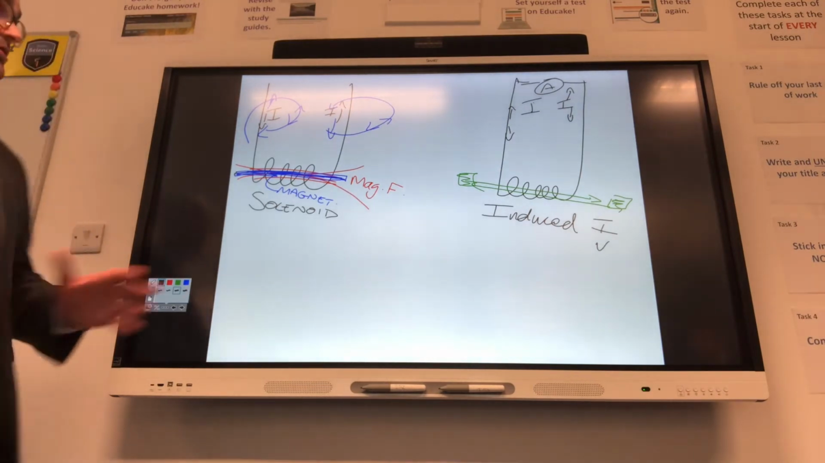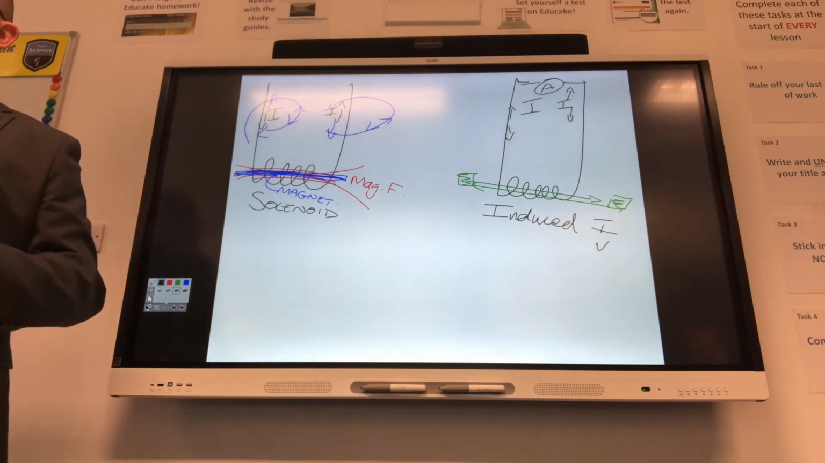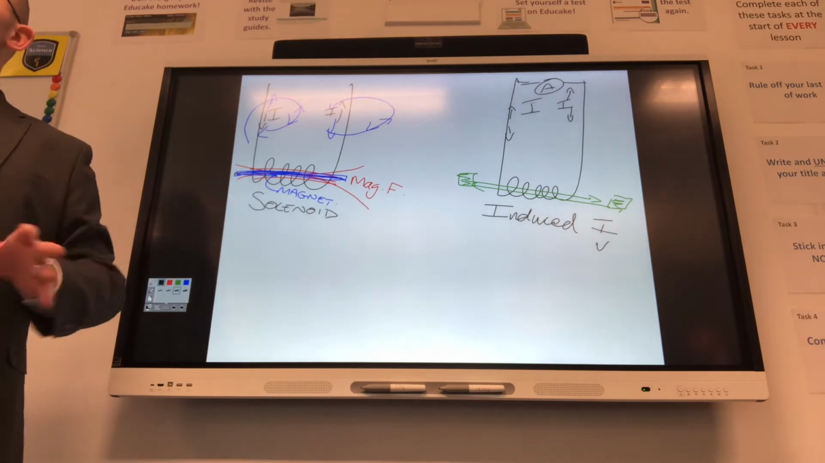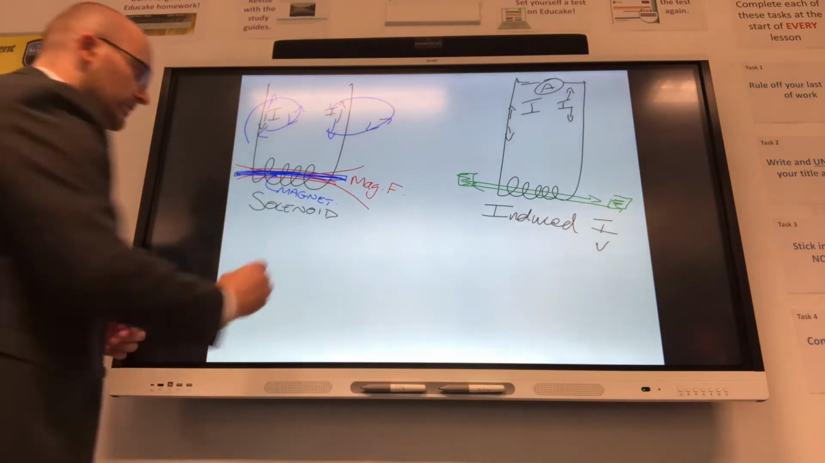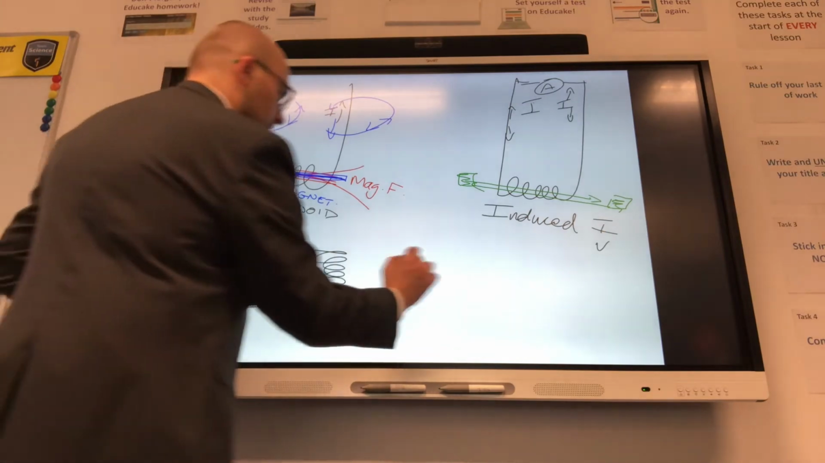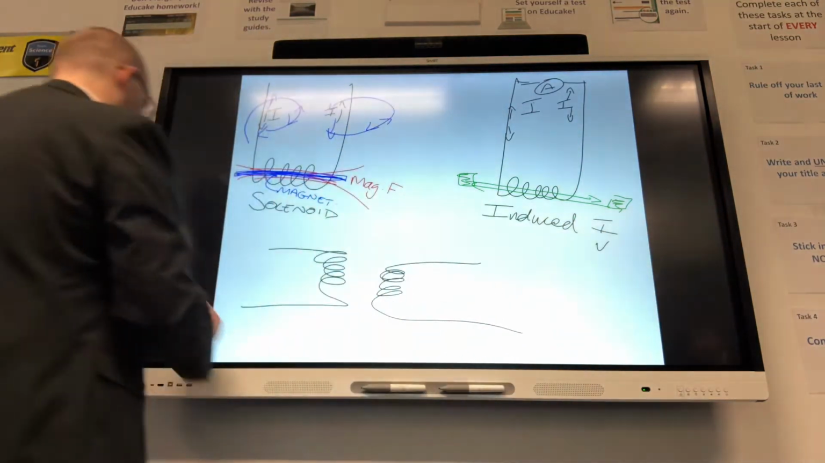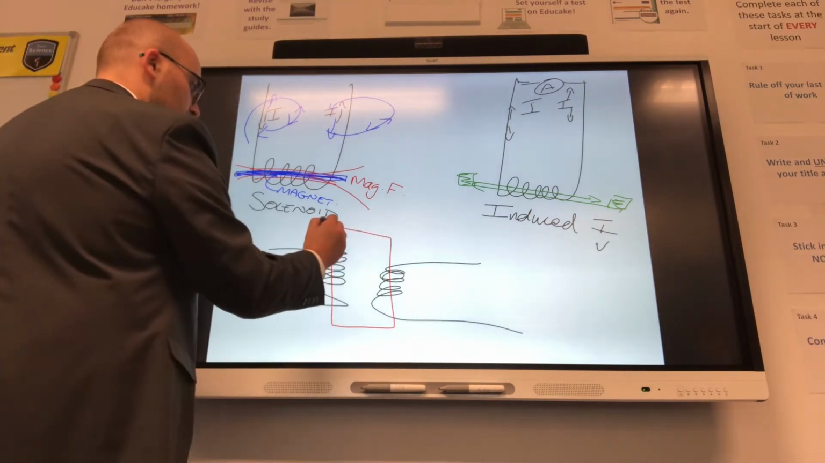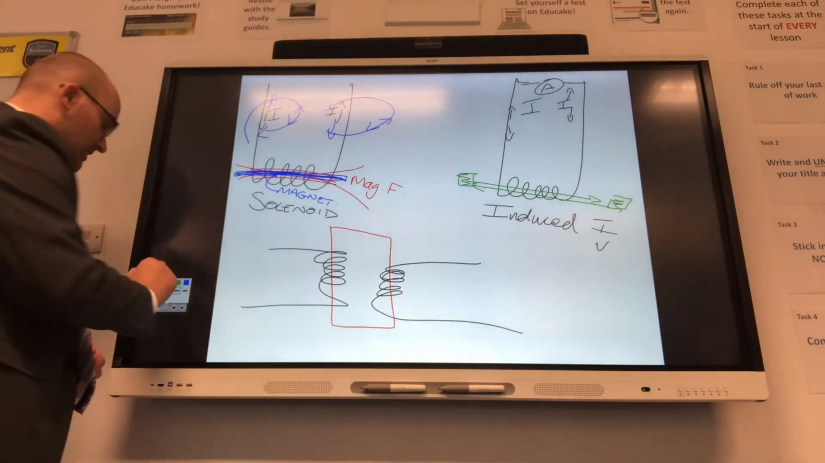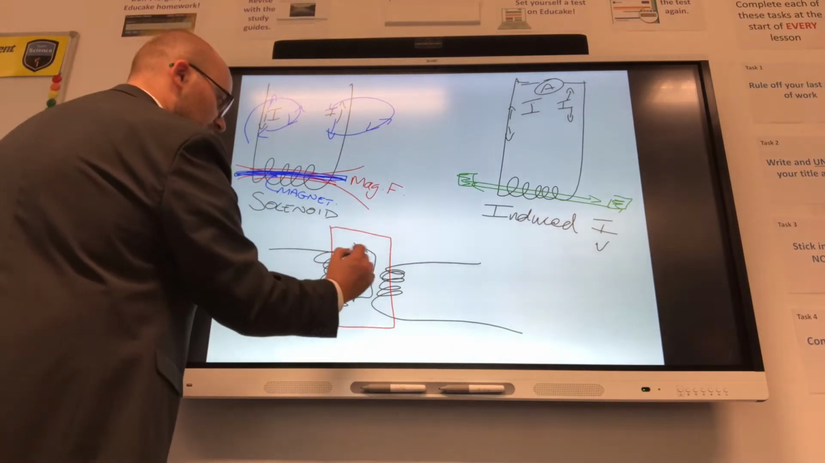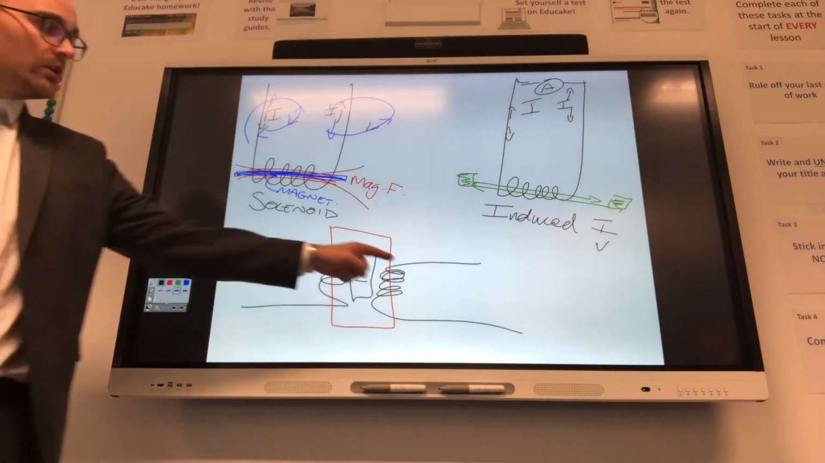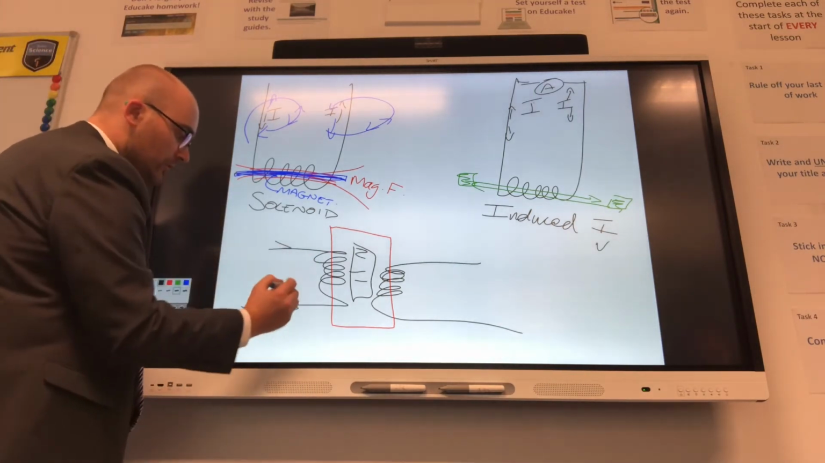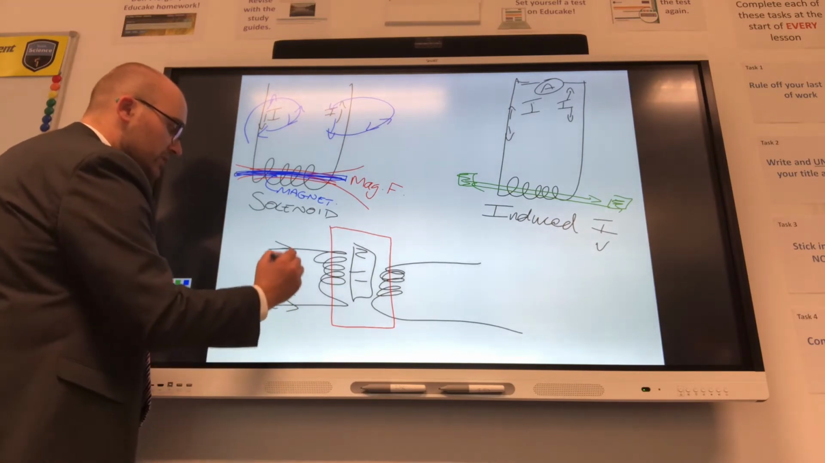A transformer just combines all of those facts. It allows us to induce a current and a voltage in a coil of wire without any current going to it. The only connection between one coil in your transformer and the next coil in your transformer is the magnetic field. The magnetic field is going through those two cores. They are separated by space. There is nothing in there. There's no connection between that wire and that wire. But over here, I have got a current moving through the wire, and it's changing direction.